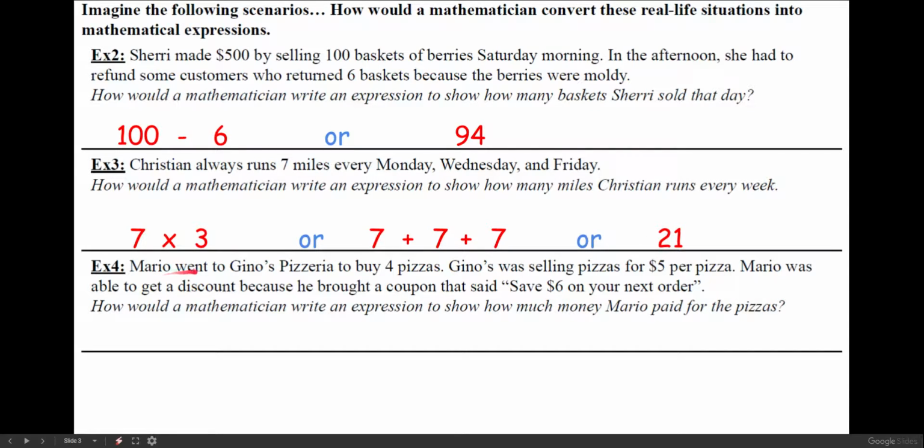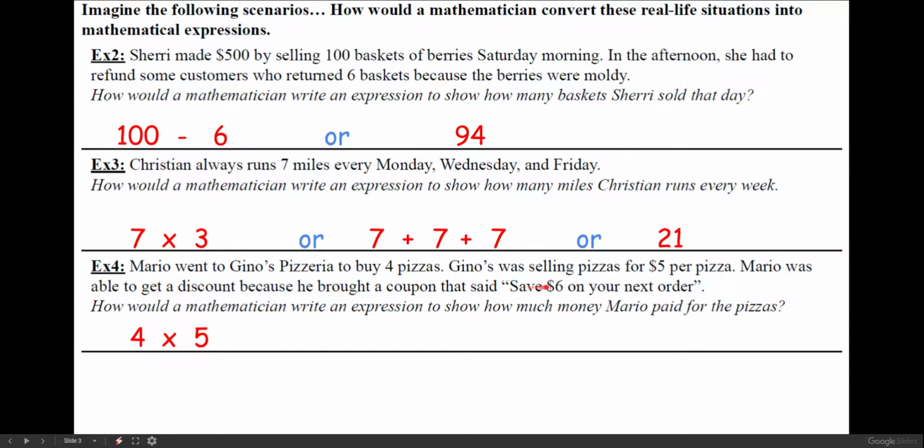Let's try example 4. Mario went to Gino's Pizzeria to buy 4 pizzas. Gino's was selling pizzas for $5 per pizza. Mario was able to get a discount because he brought a coupon that said, save $6 on your next order. How can we write an expression to show how much money Mario paid for the pizzas? So he got 4 pizzas and they're each $5. So he got 4 pizzas times 5.